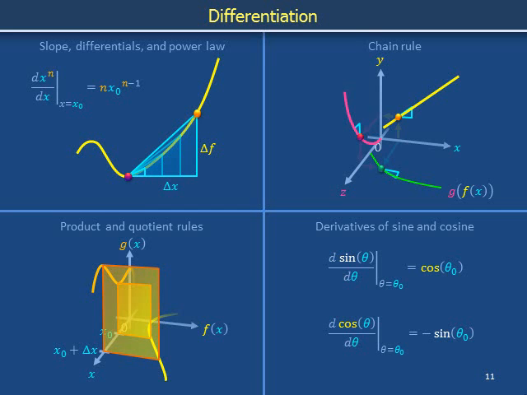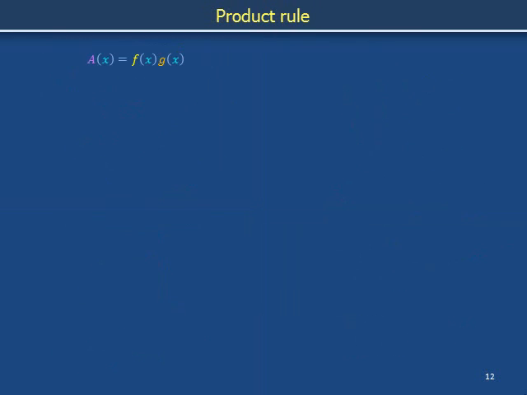The product rule is sometimes useful for simplifying derivatives of products of functions next to each other. A(x) is the product of f(x) and g(x). We want to calculate the derivative dA/dx at x equals x naught, which is the limit as delta x approaches 0 of the numerator A(x naught plus delta x) minus A(x naught) divided by denominator delta x.